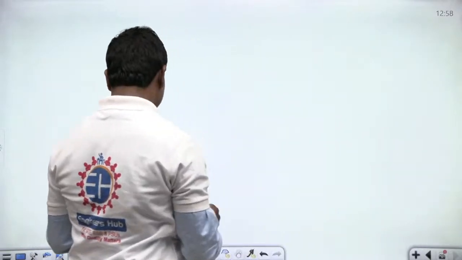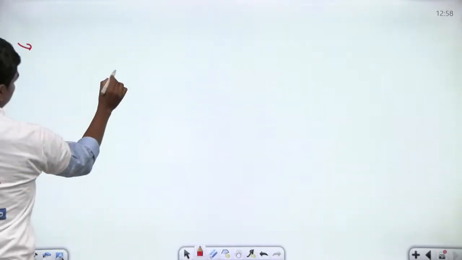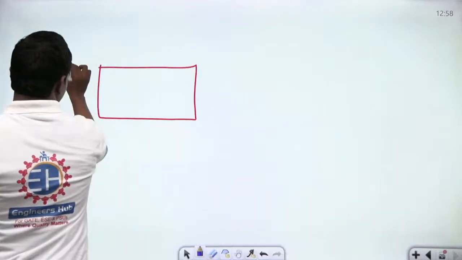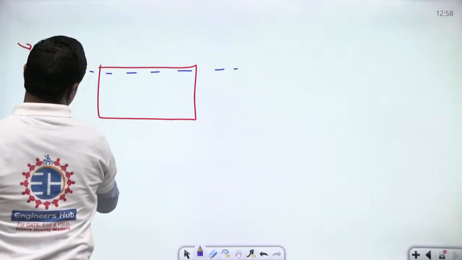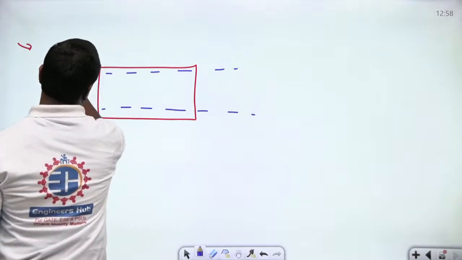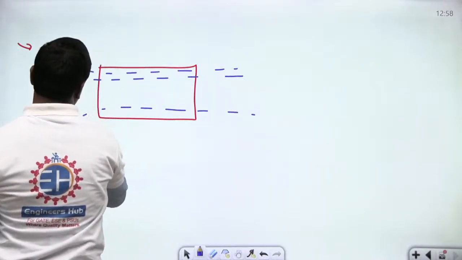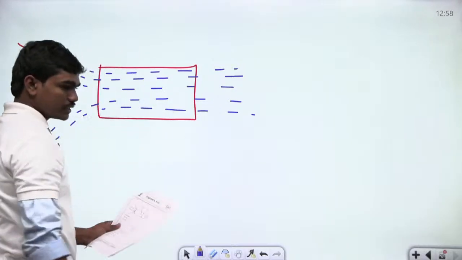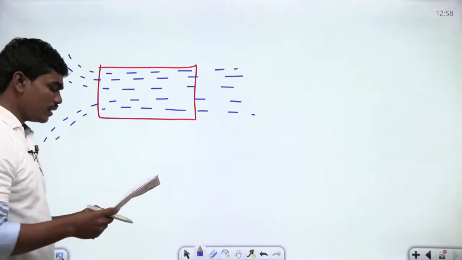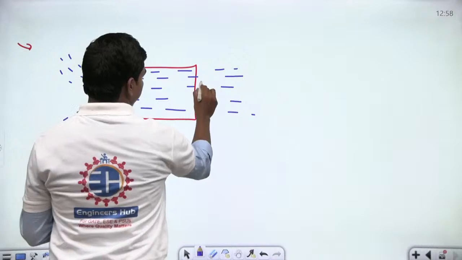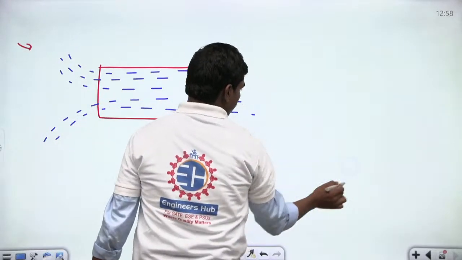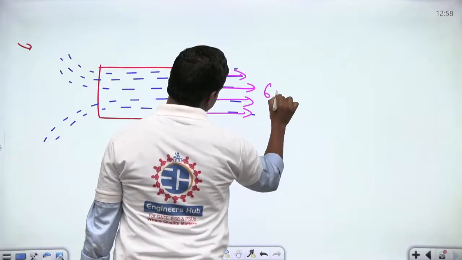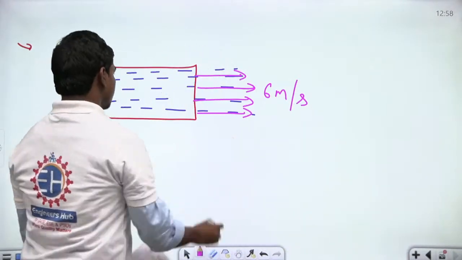Okay. Next, there is one more question from fluid mechanics, where through a duct there is some fluid flow happening. Similarly, there is some fluid flow happening here. If this is the case, then they are asking what is the discharge. Here the velocity is given as 6 meters per second. So the uniform flow is happening, and this velocity is 6 meters per second, and this is 0.32 meter.